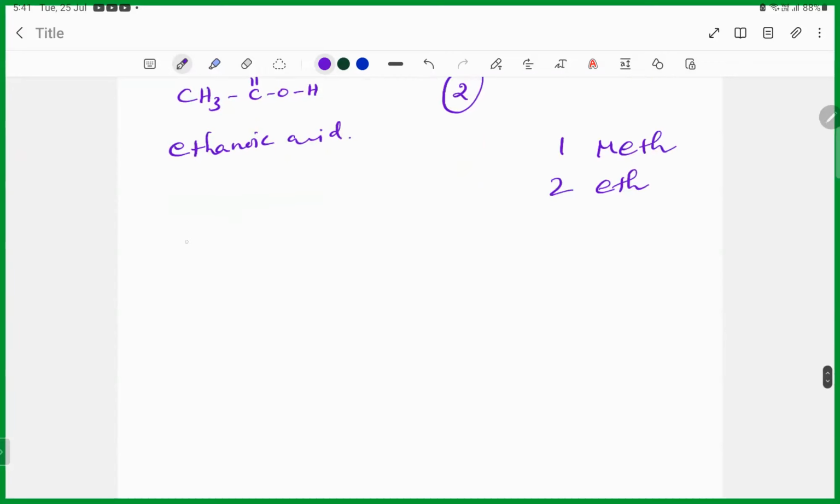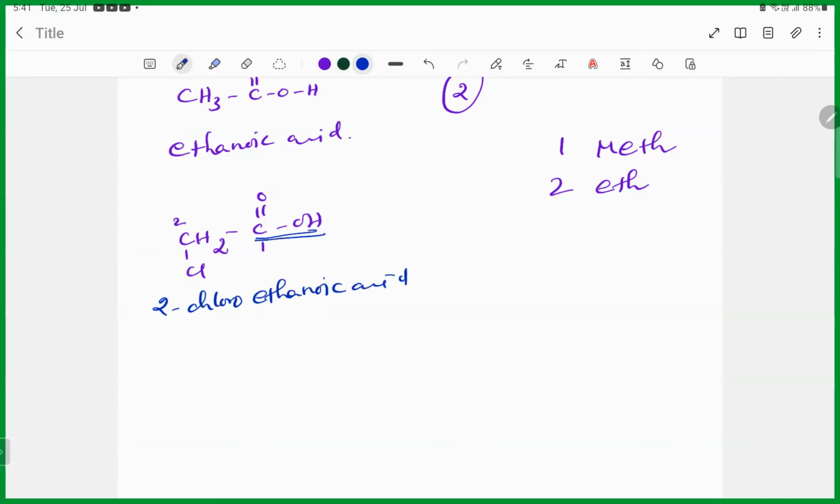In case you have CH2ClCOOH, then what is the name of the compound? One chlorine is substituted. Generally we will call this carbon 1 and this 2. Then the IUPAC name will be 2-chloroethanoic acid.